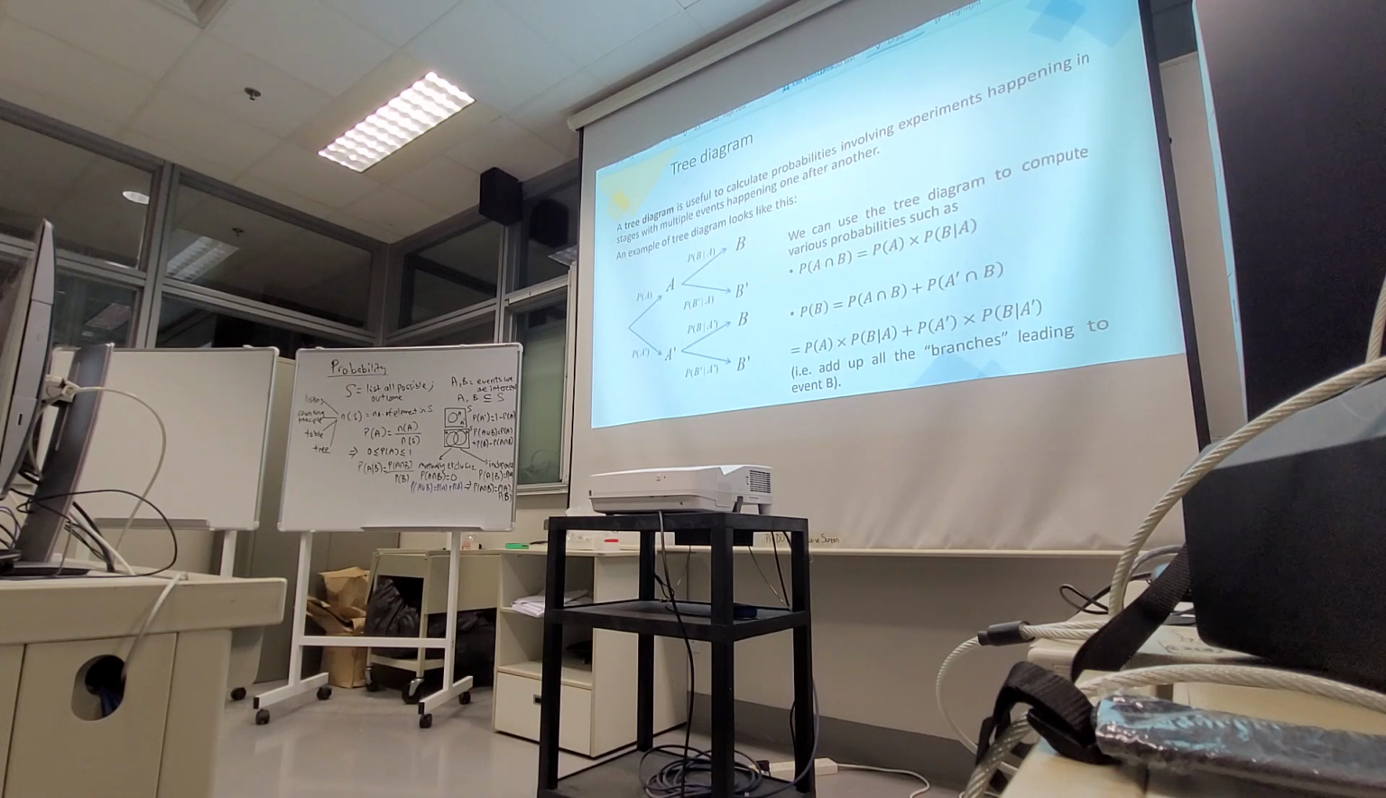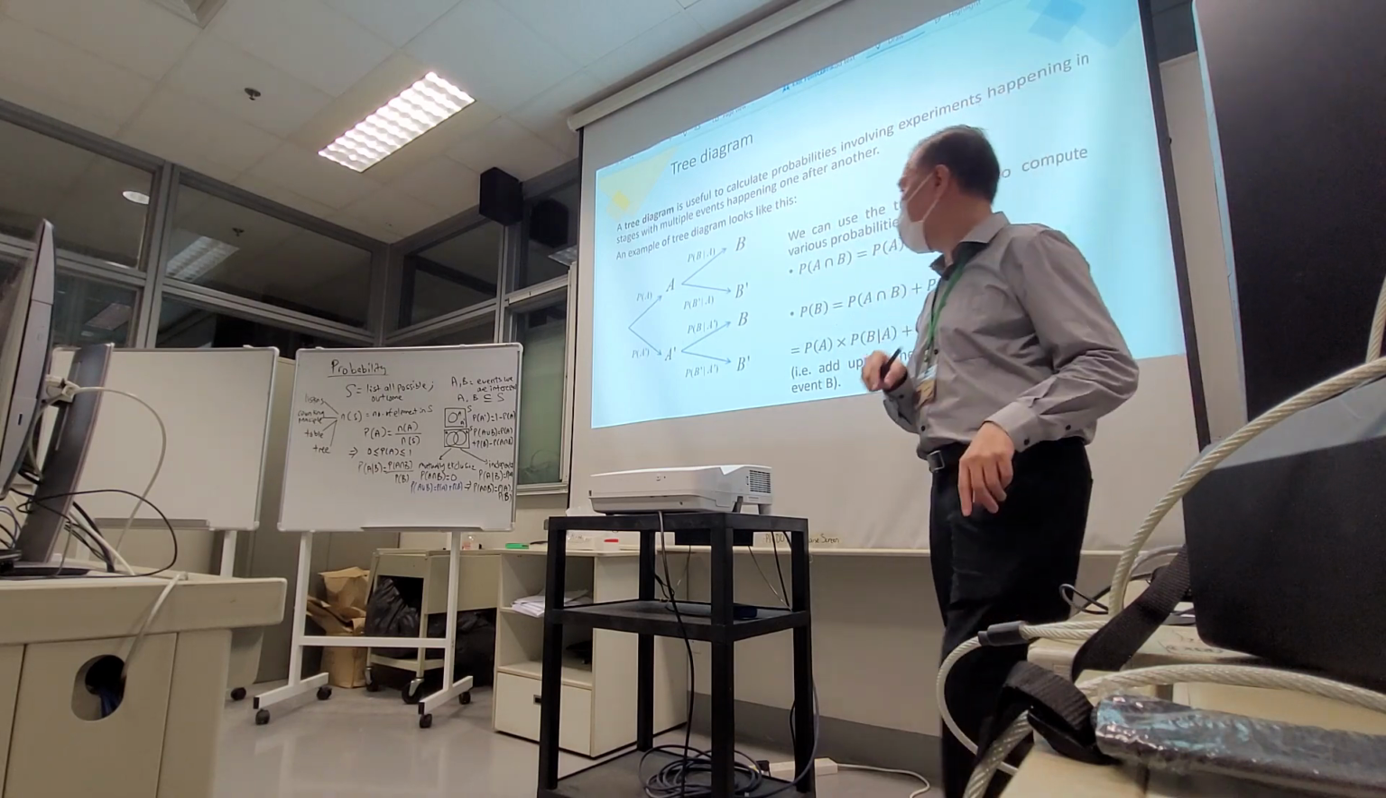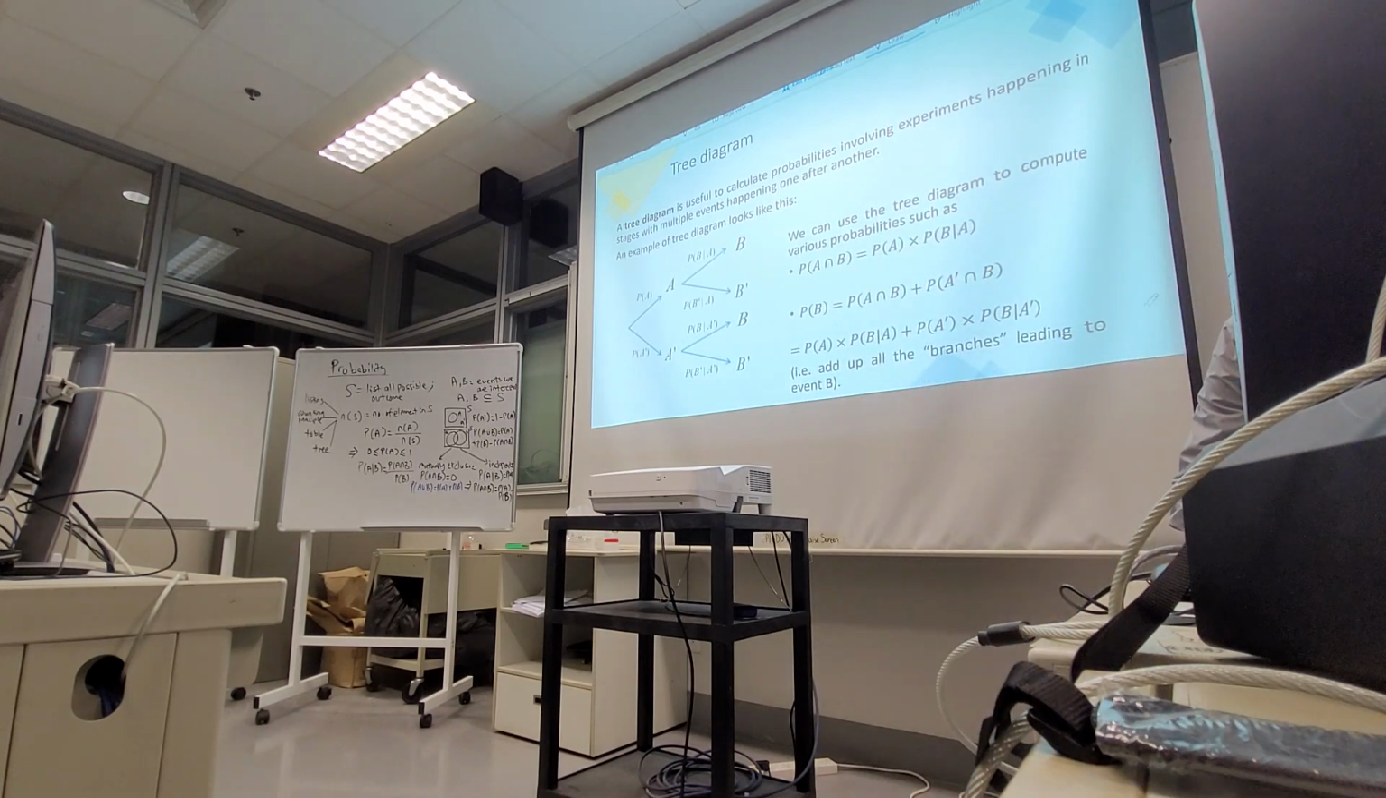Now I'm going to show you another kind called a tree diagram. So this is a probability tree. This is something I want you to understand. I have two events: event A and event B.